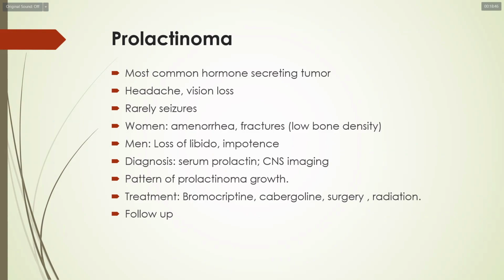Pattern of prolactinoma growth. Prolactinomas are usually less than 1 centimeter in size, and if they are less than 1 centimeter in size, we call them microadenomas. But they can also be macroadenomas, causing visual field defects by compression on the optic chiasm. Prolactin levels generally correlate with tumor size, so a prolactin level more than 100 nanogram per ml is related to macroadenomas. So we have to suspect macroadenomas if we see a repeatedly prolactin level more than 100 nanogram per ml.